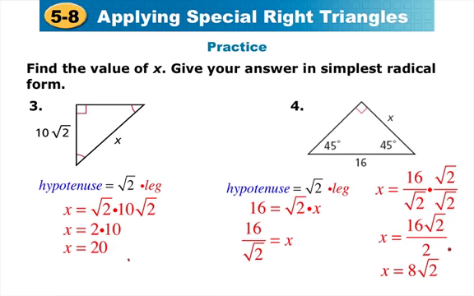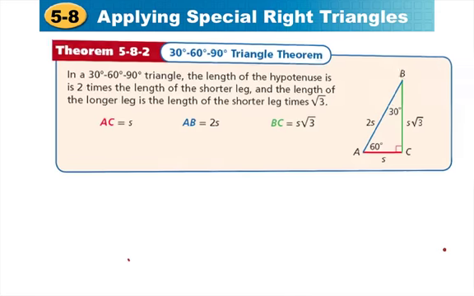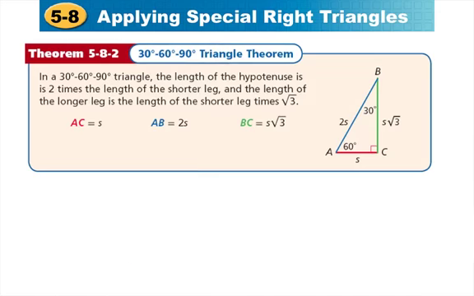Let's move on to the next slide. So what happens when you have a 30, 60, 90 triangle? This is the formula that you use.